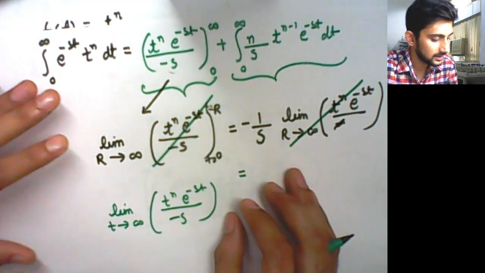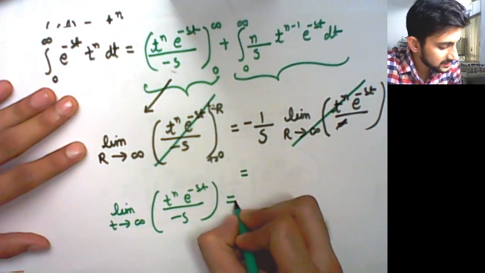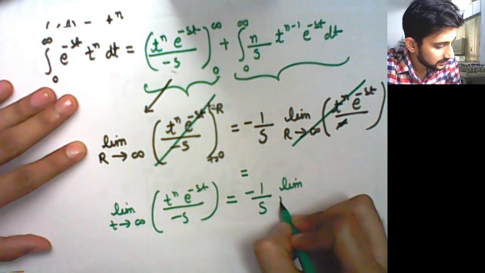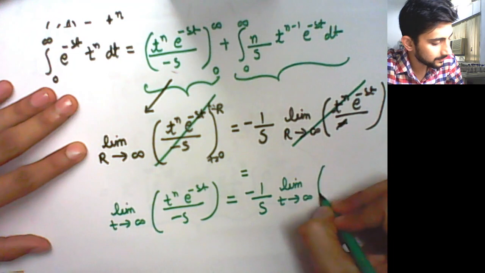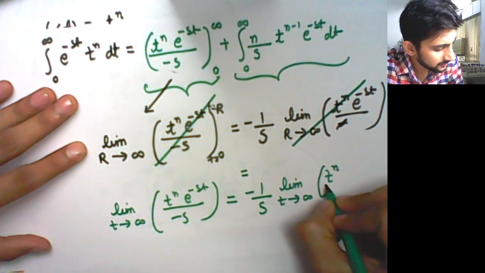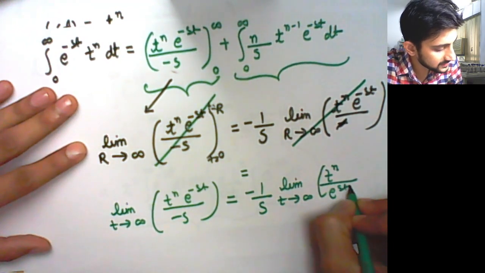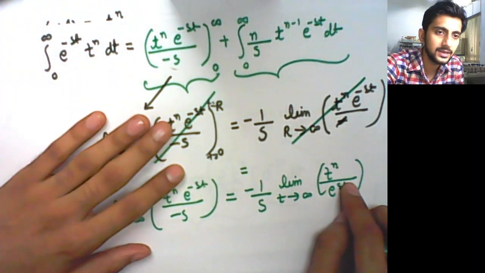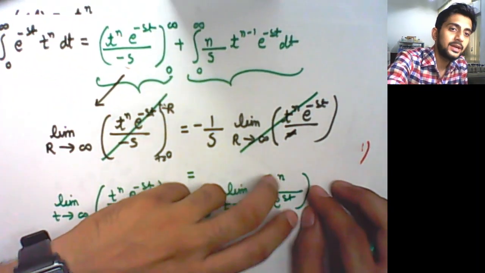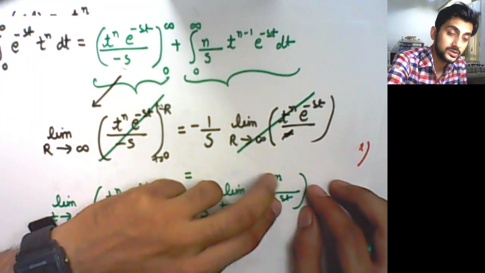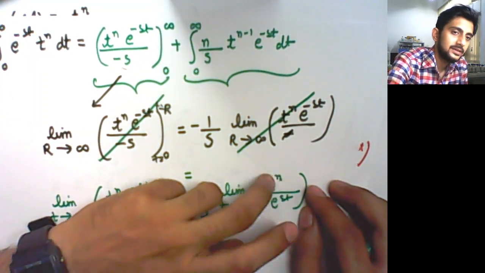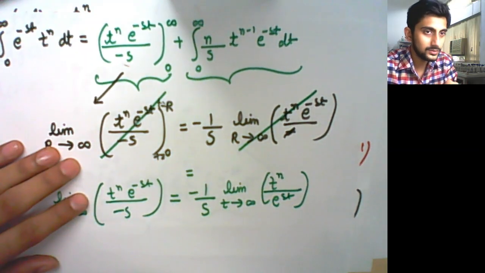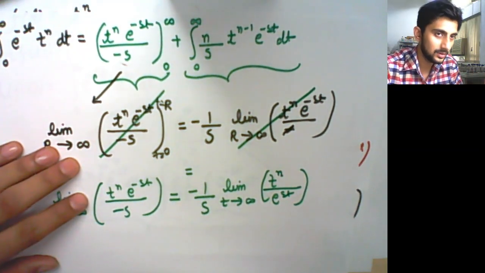Okay, so it can be written as minus 1 upon s, limit t tending to infinity, t raised to the power n upon e raised to the power st. This was minus s, so in the denominator I made it st. Now on this particular thing you can take derivatives, because these derivatives exist. So you can take the derivative and try to find out the limit. But you have to take the derivative up to a finite number of times.